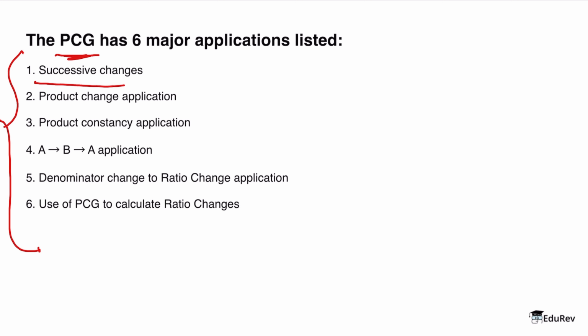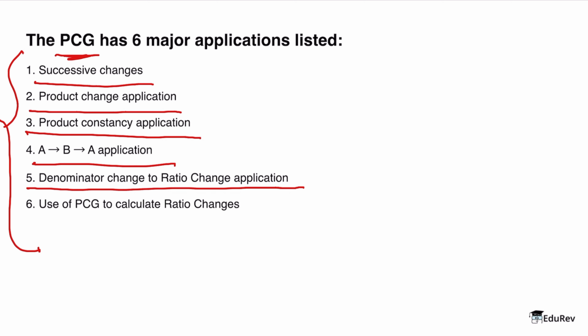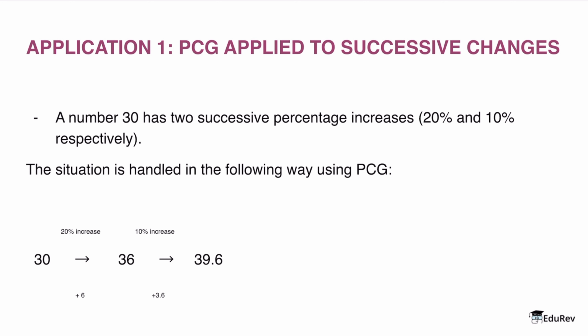That is your successive changes, your product change application, your product consistency application, and then A to B to A application, then denominator change to ratio change application, and use of PCG to calculate your ratio changes. So let's understand a few of these and let's do some questions related to them as well. Okay. So what is the first application? The first application is PCG applied to your successive changes.